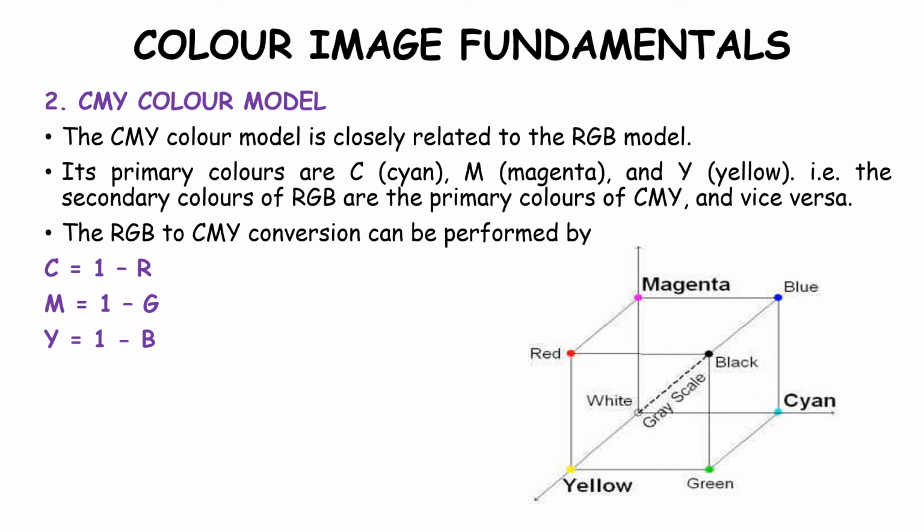The second color model you are going to see is the CMY color model. The CMY color model is closely related to the RGB model. Here the primary colors are cyan, magenta and yellow. The secondary colors of RGB are the primary colors of CMY and vice versa. The RGB to CMY conversion can be performed by C equals 1 minus R, M equals 1 minus G and Y equals 1 minus B, and this is how the cube is formed with a measure of secondary colors. And here the scale of C, M and Y also equals the unit of CMY.